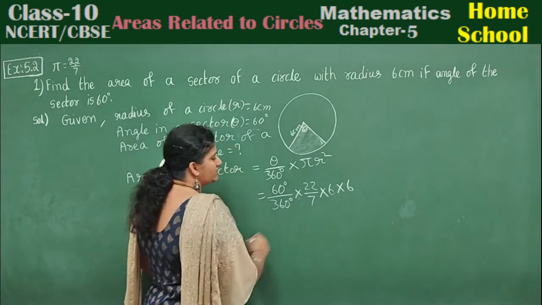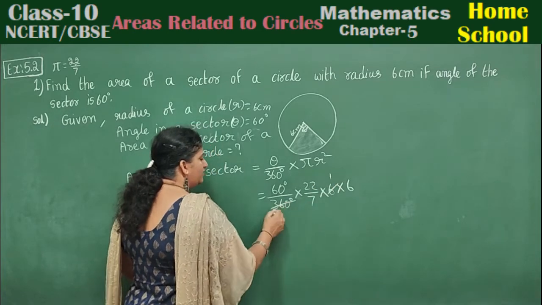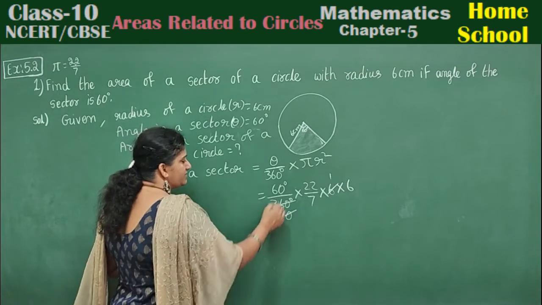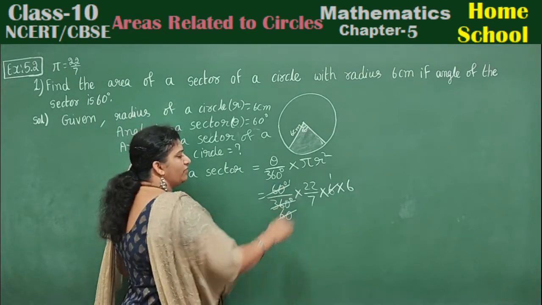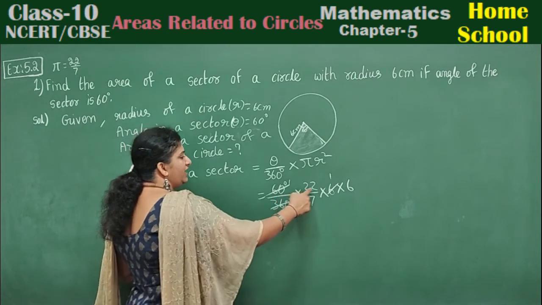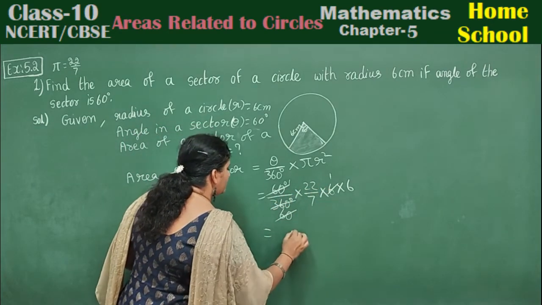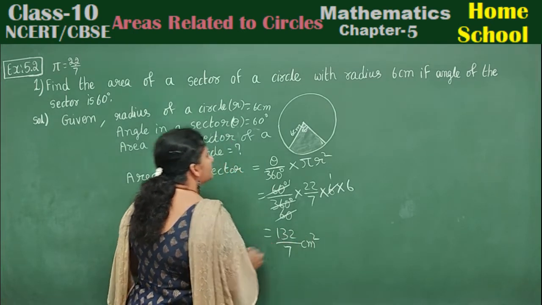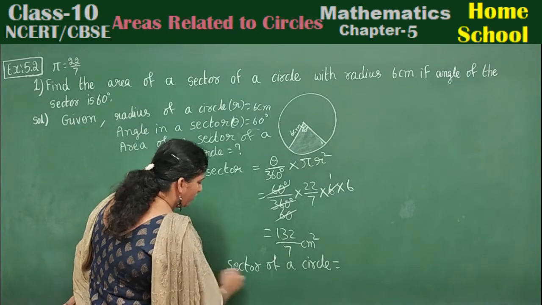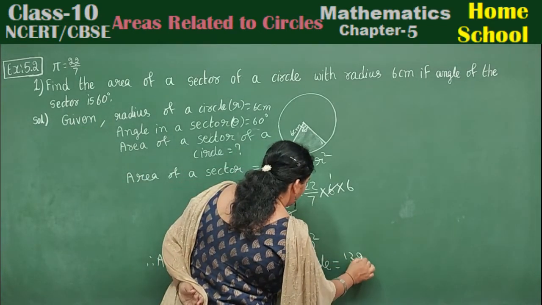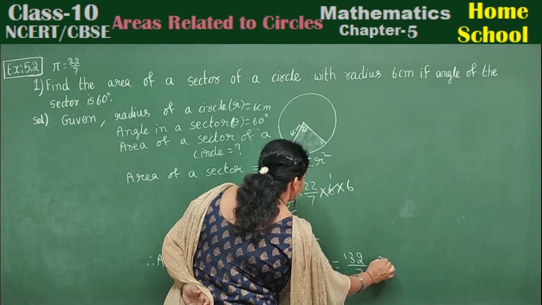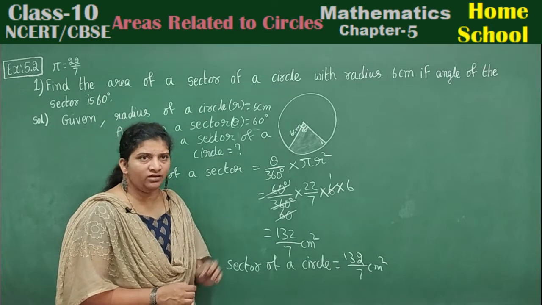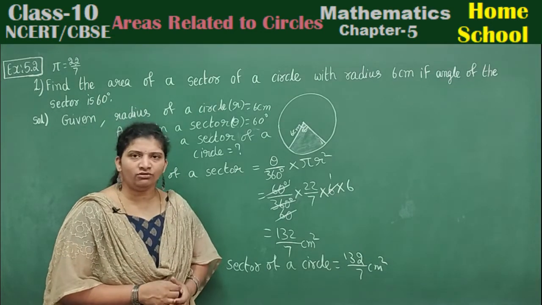Square: 6 into 6, 6 ones are 6, 6 sixes are 36, 0. And again 60, 60 you can cancel, 1 if you want you can write. Now 22 into 6, 132 by 7 centimeter square is your answer. Therefore, the area of the sector of a circle is equal to 132 by 7 centimeter square. Okay, whatever the question, try to draw the figure and identify which sector you need to calculate.